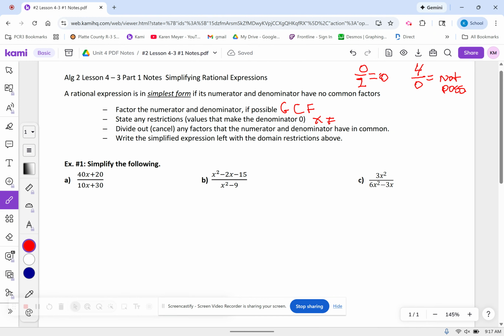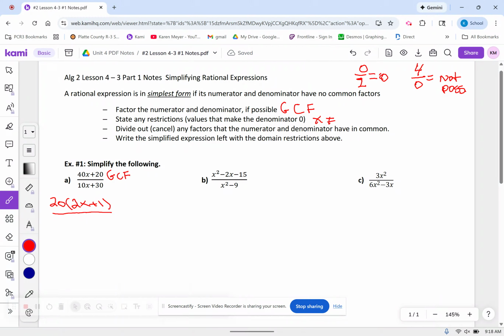If we look over to the side at our first example, A, remember we always check for GCF first. If I look at the top, I notice it does have a GCF. Remember, greatest common factor, so pick the highest one. They're both divisible by 20. So 20 goes on the outside, divide each one by 20, and what is left is 2x plus 1.